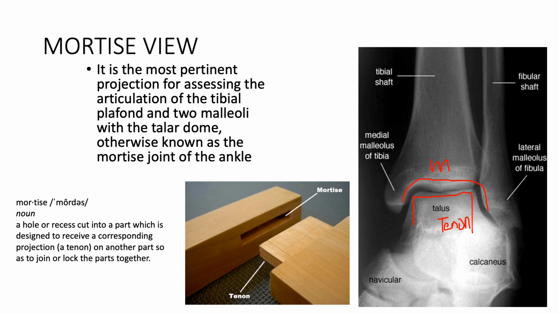So mortise is defined as a hole or recess cut into a part which is designed to receive a corresponding projection called a tenon on another part so as to join or lock the parts together. So that is a mortise and tenon joint in carpentry. So the mortise is the hole or recess, whereas the tenon on the human anatomy is represented by the talus. Okay, so I hope you appreciate the mortise view.